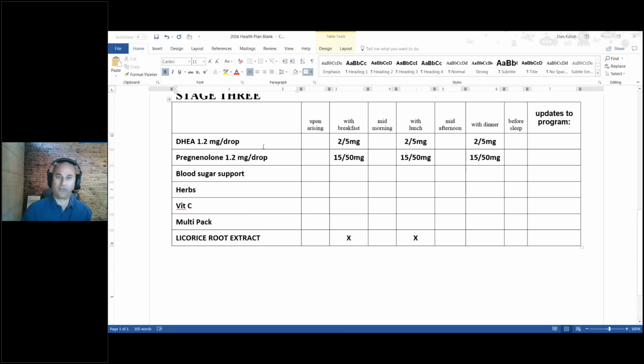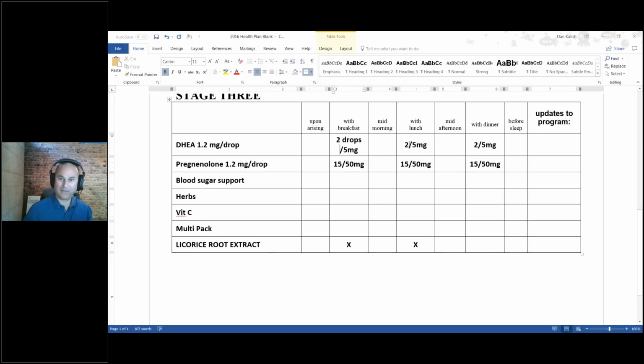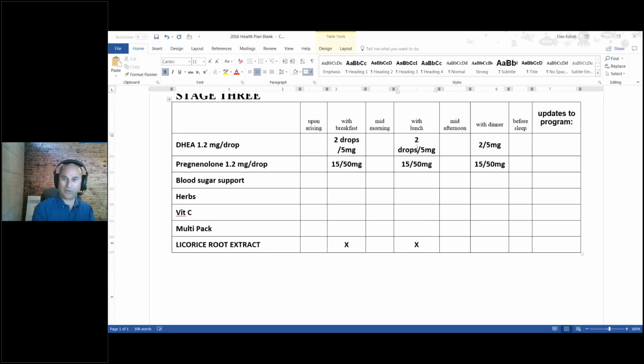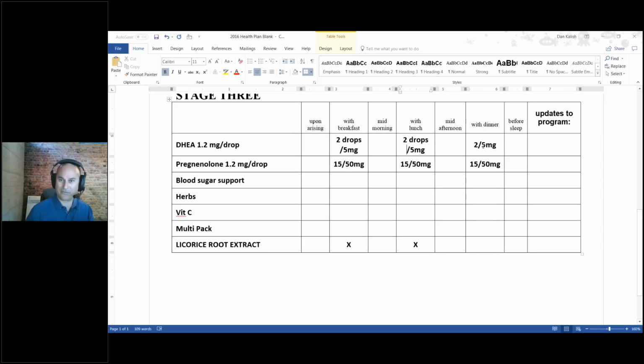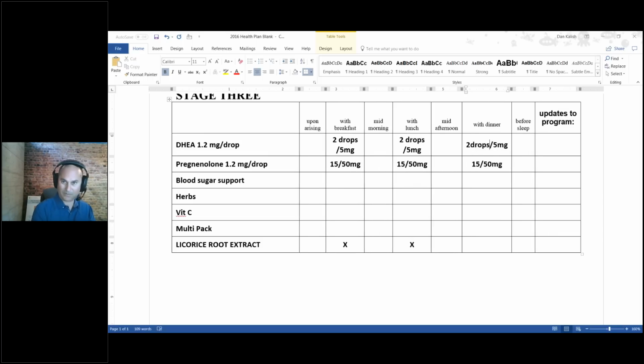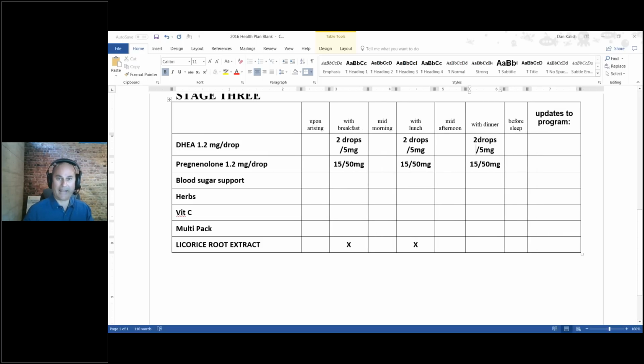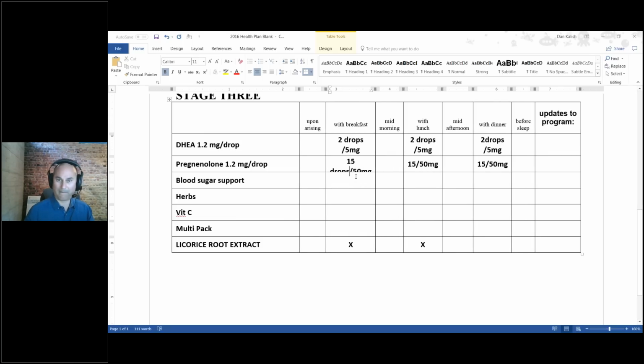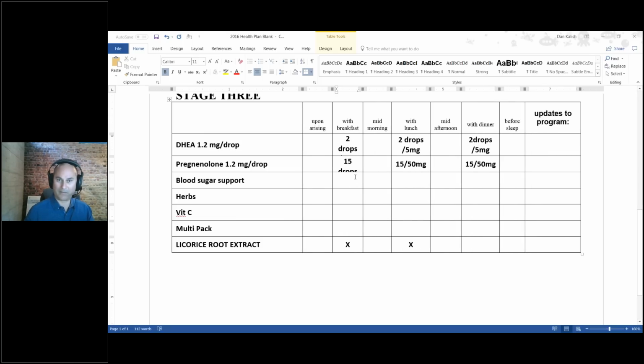Stage 3 protocol, either the drops, that would be 2 drops, 3 times a day. I mean, in the liquid form, that's like 2 milligrams 3 times a day, right? It's not very much. As a matter of fact, they don't even sell 2 milligram pills, right? So this is like a lower dose than anyone ever anticipated using in the history of functional medicine. It's a super low dose. And then on 15 here, 15 drops. Or you can go up to as much as 50 on the pregnenolone.